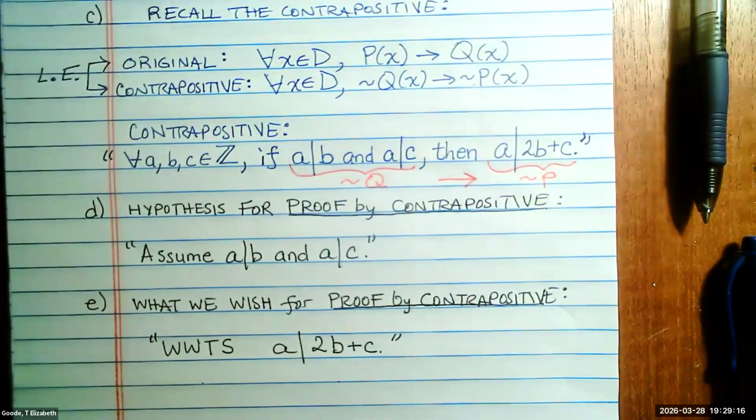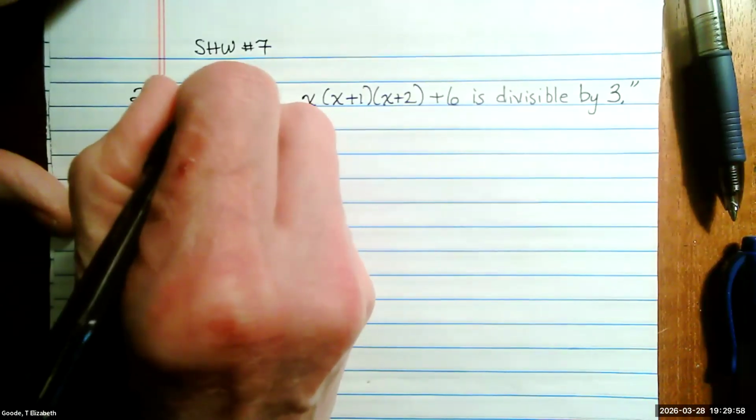I think I want to look at problem number two. All right. Do you want to read it to me? Okay. It shows, for all x that are integers, x times x plus 1 times x plus 2 plus 6 is divisible by 3. So we have to prove the statement. I had a slip up there at first. So we want to prove this.